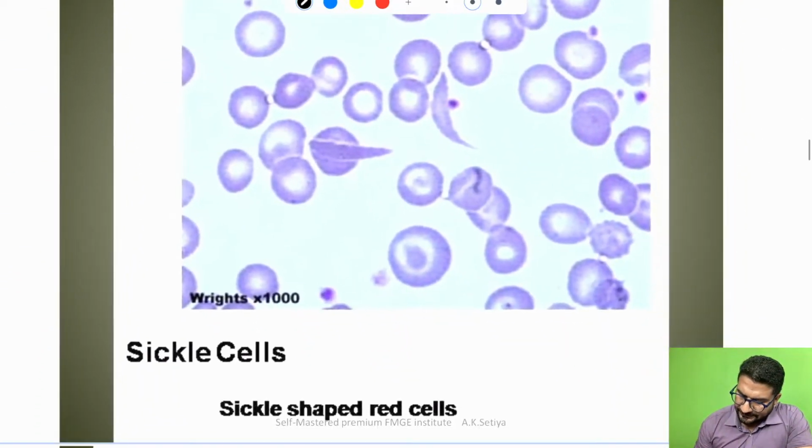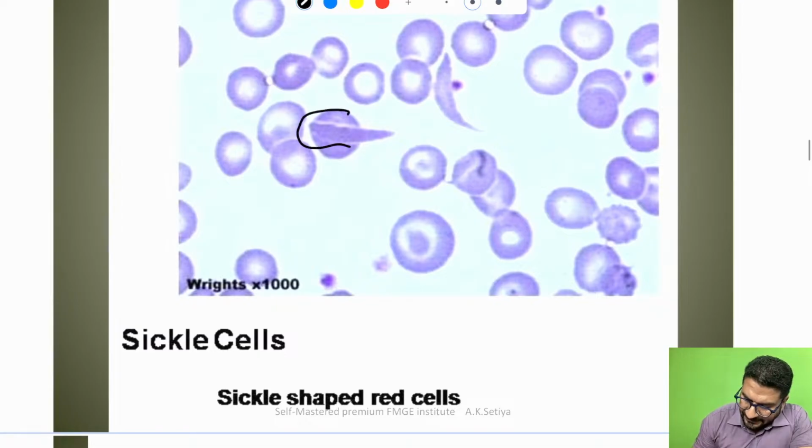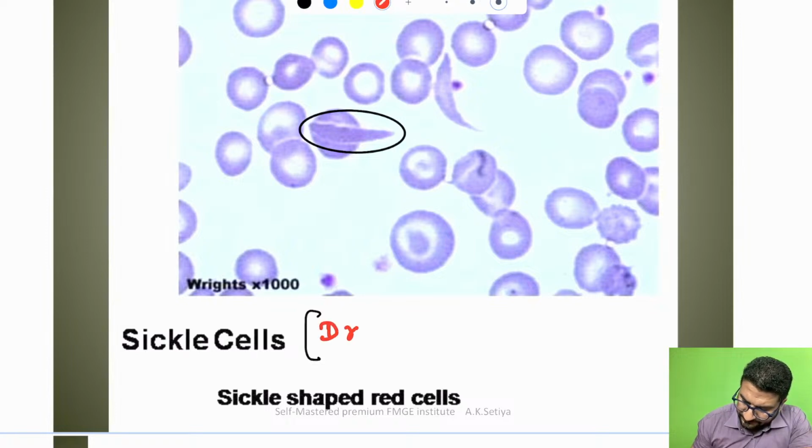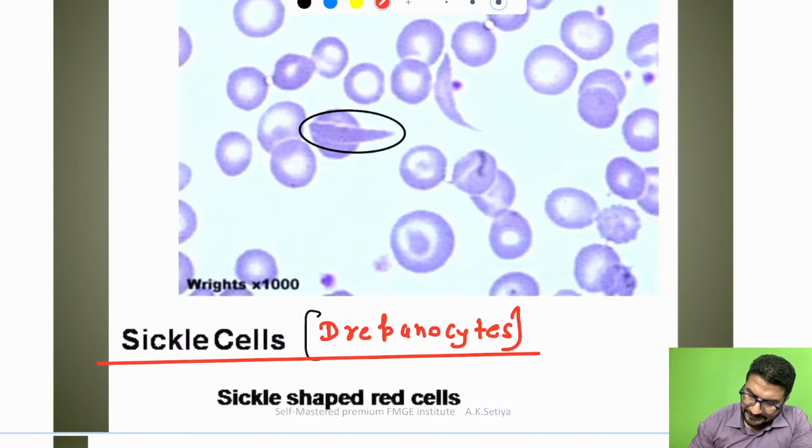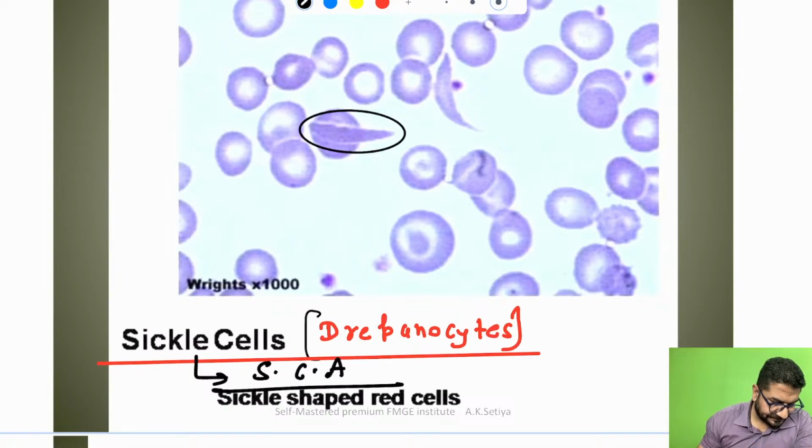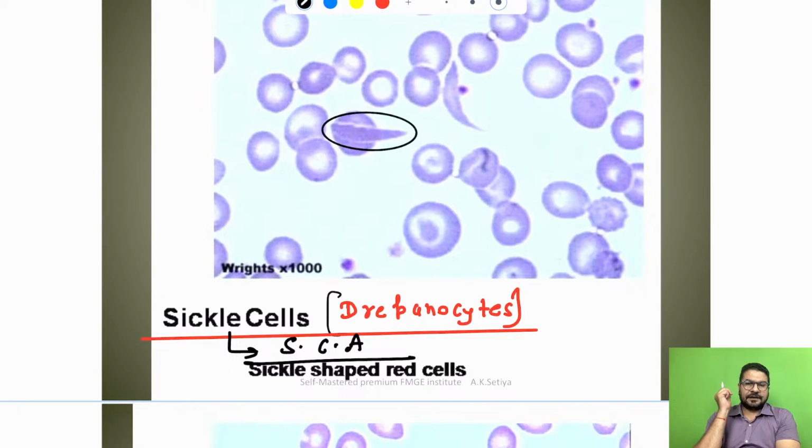So let's see, these are called sickle cells. Sickle cells means the shape of the RBC is like a sickle, the tool used for cutting grass or pickles. We also call them drepanocytes. These are sickled RBCs, and we see them in sickle cell anemia.